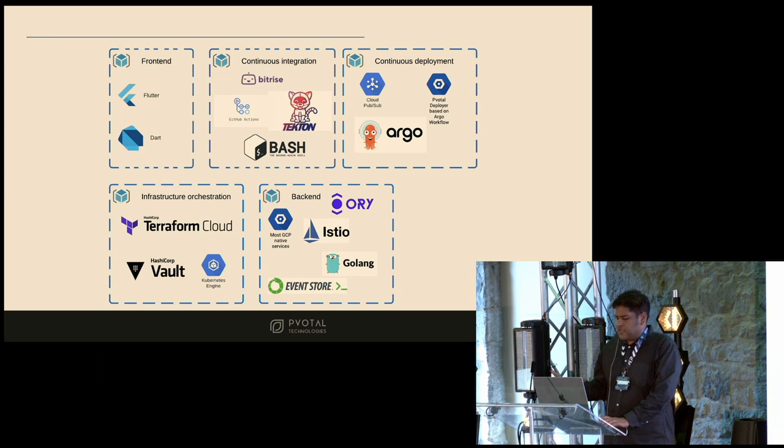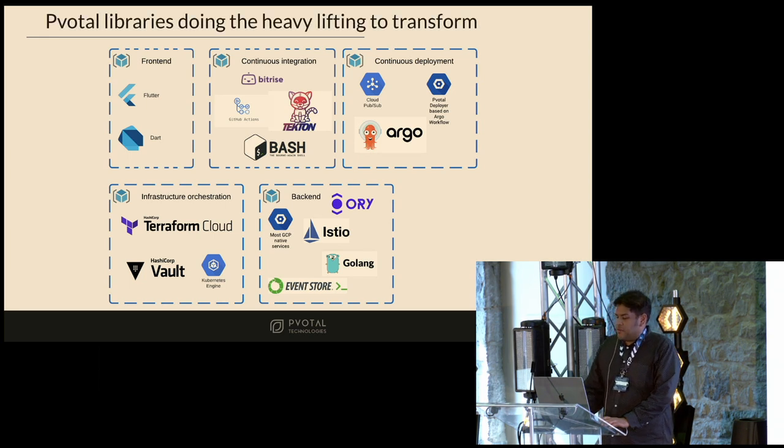For the deployment, heavy users of Terraform Cloud and Terraform, users of Vault and HashiCorp tools, mainly Kubernetes, sometimes Google Cloud Run, and the technologies now is mostly Istio for service mesh, ingress gateway, egress gateway, and the Ory stack for authentication. And last but not least, EventStore, mostly for event sourcing. If you don't know what event sourcing is, we're going to talk about it a bit later. And those libraries do the heavy lifting for us to transform, because if we don't have libraries, you can't actually go faster.